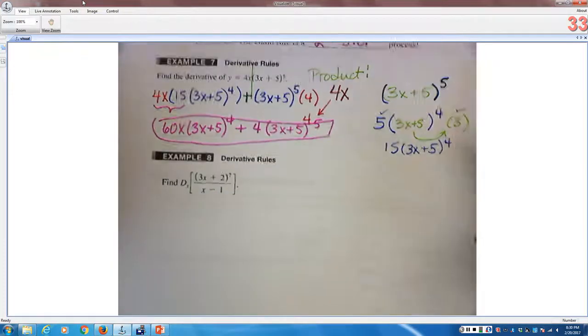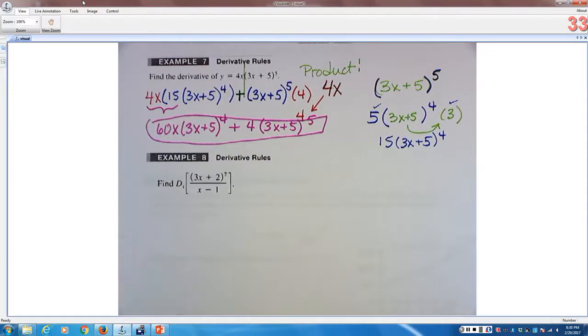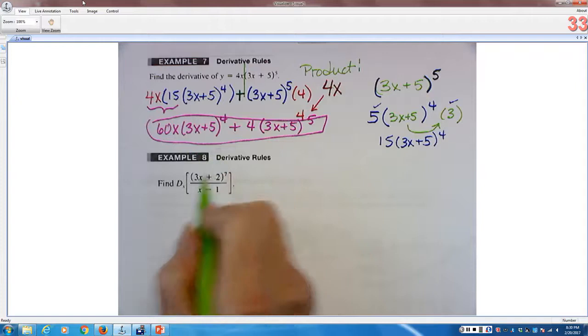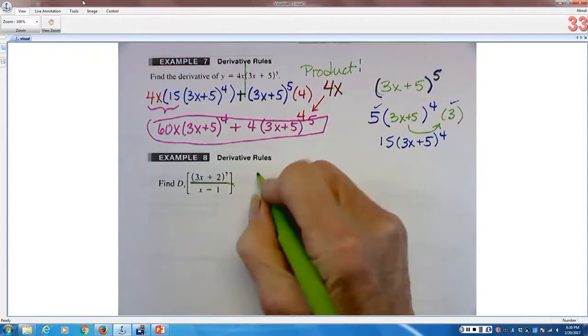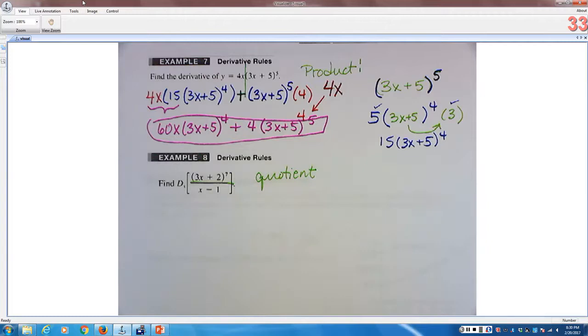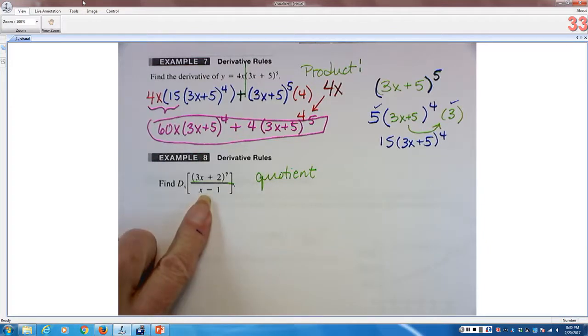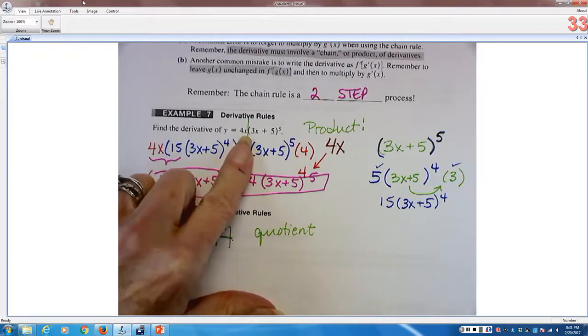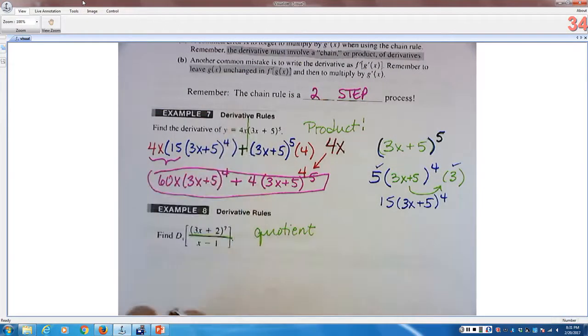Okay, can you handle this? Hopefully you're going to practice. This is a quotient rule, right? How can we look at it and just know what rule it is? Because it's a quotient. It's a fraction. And you know this is product rule because it's two factors. It's multiplying.